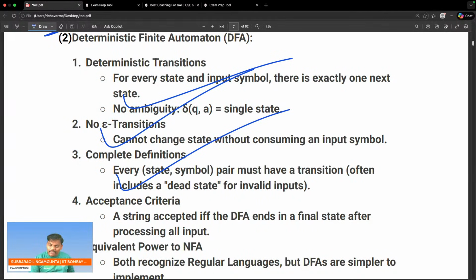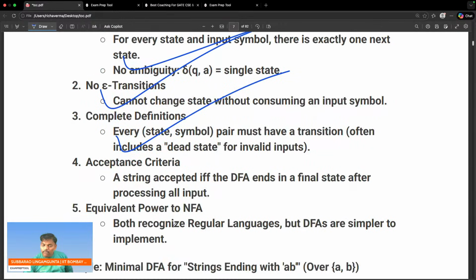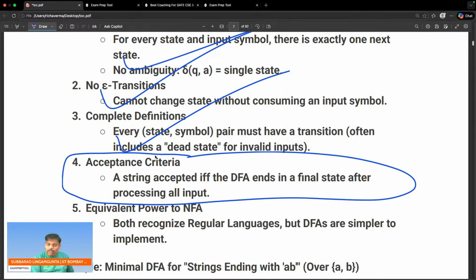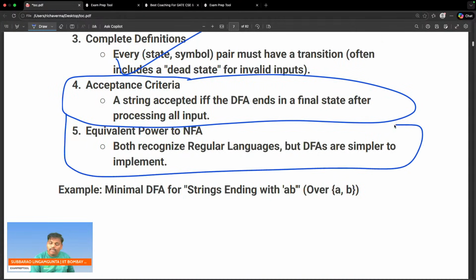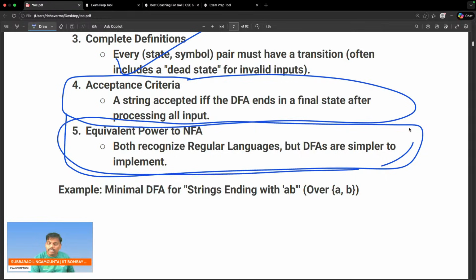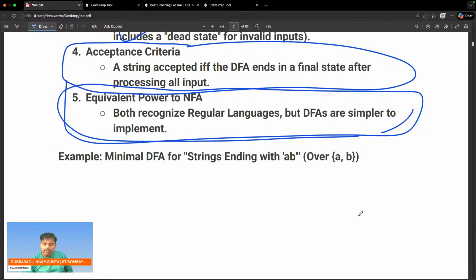Next one, acceptance criteria. A string is accepted if and only if the DFA, after processing the string, finally stops at a final state. Then the string is accepted. Next one, equivalent power to NFA. NFA and DFA both have the same power. Now see one example.